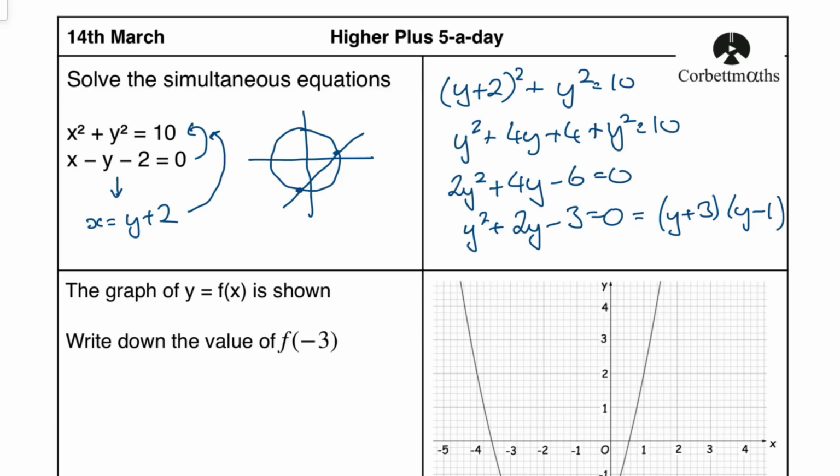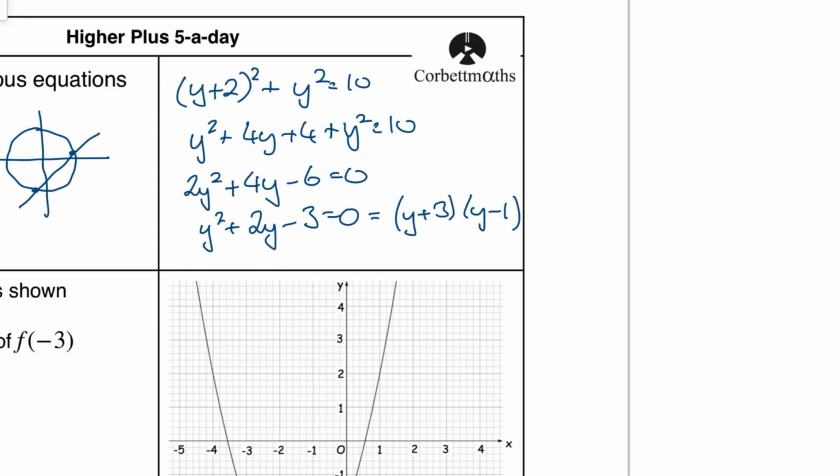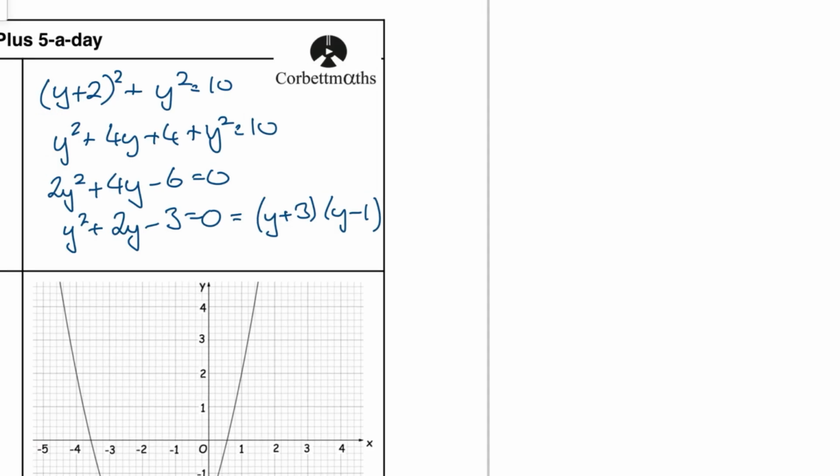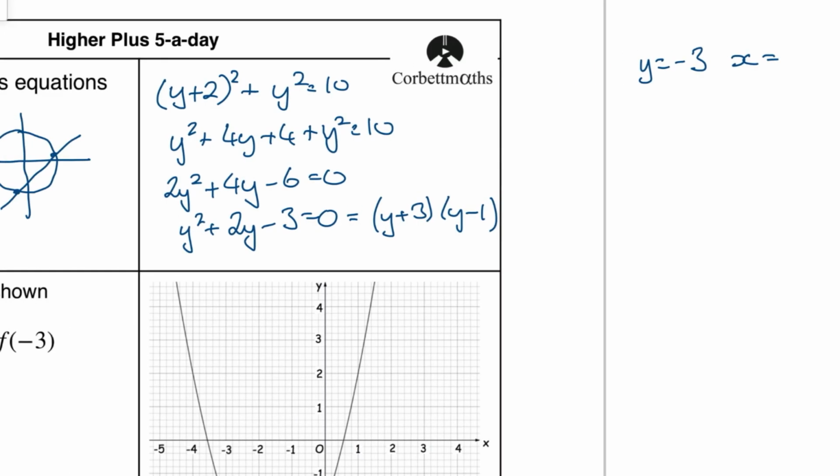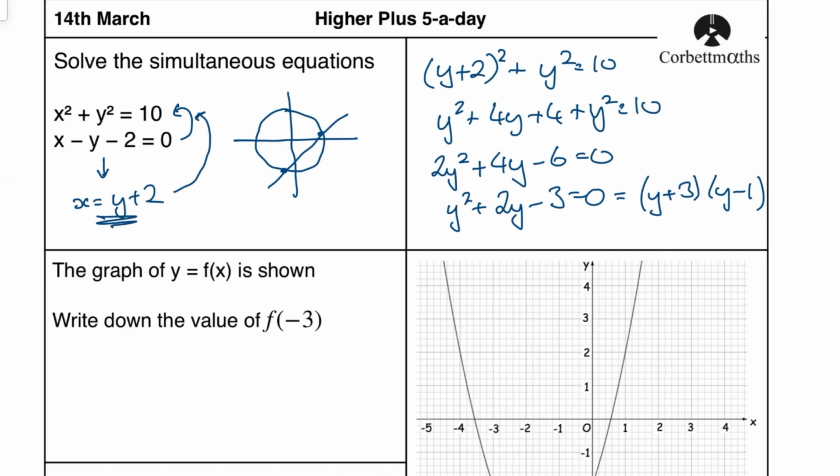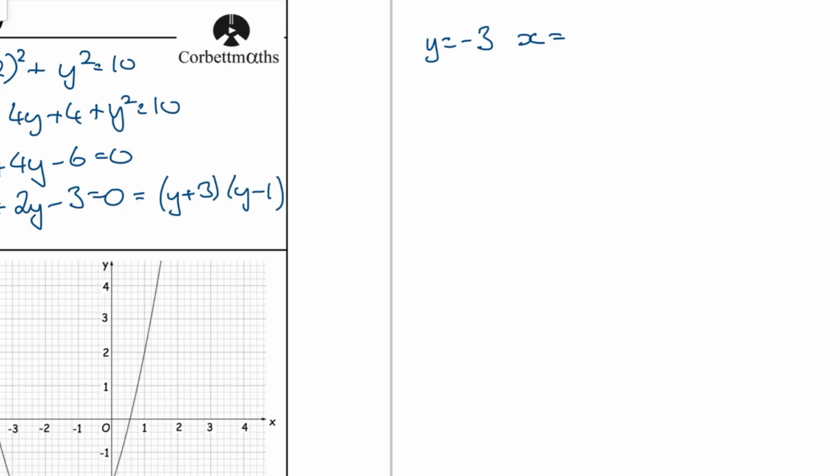Now, we need to be really careful that we're linking our solutions correctly here. So I'm going to go over here again. So y is equal to minus 3 means x is equal to, well, I'm going to use this equation here. So y plus 2. So minus 3 plus 2 is minus 1, which means my first solution is minus 1, minus 3.